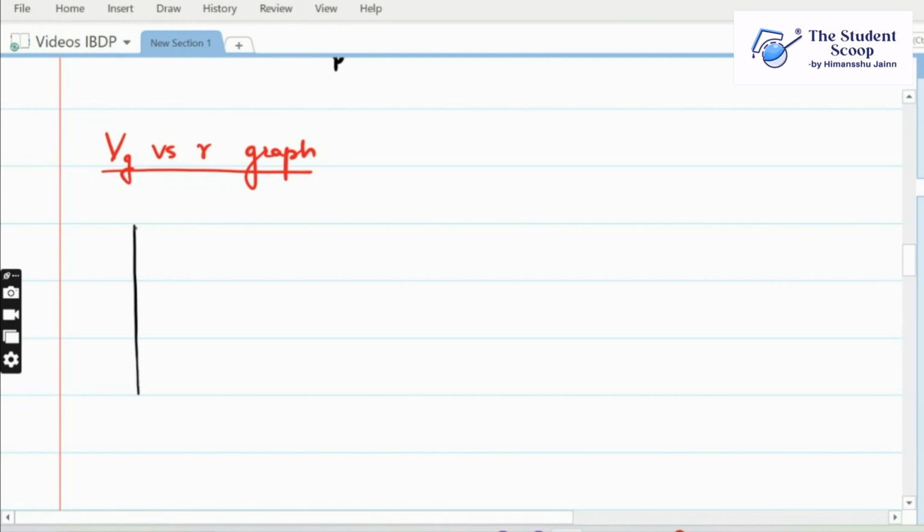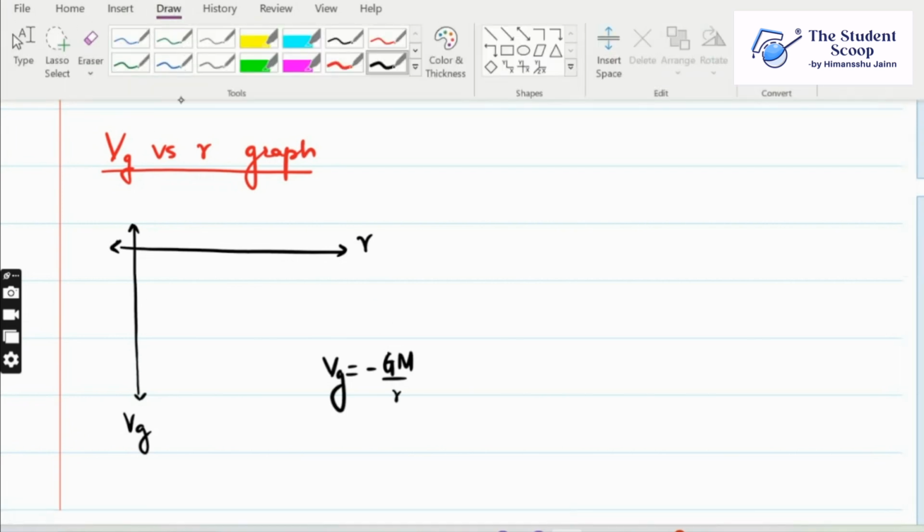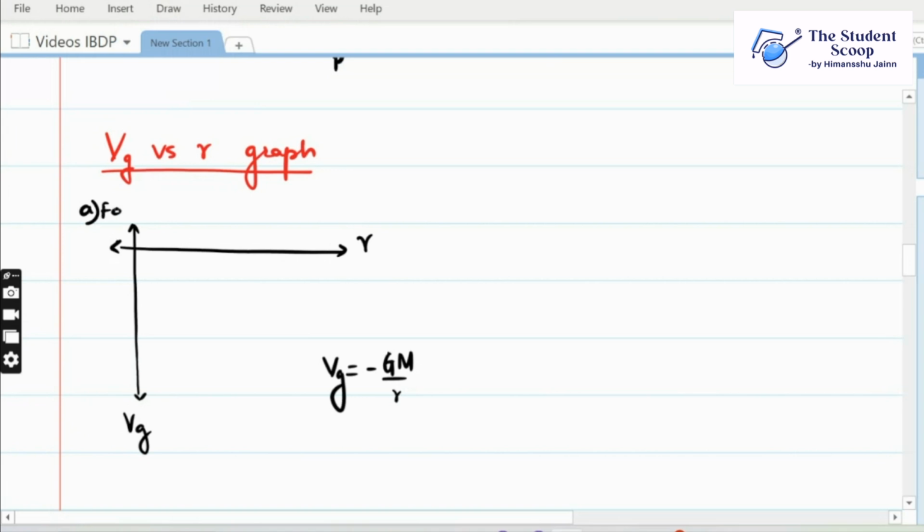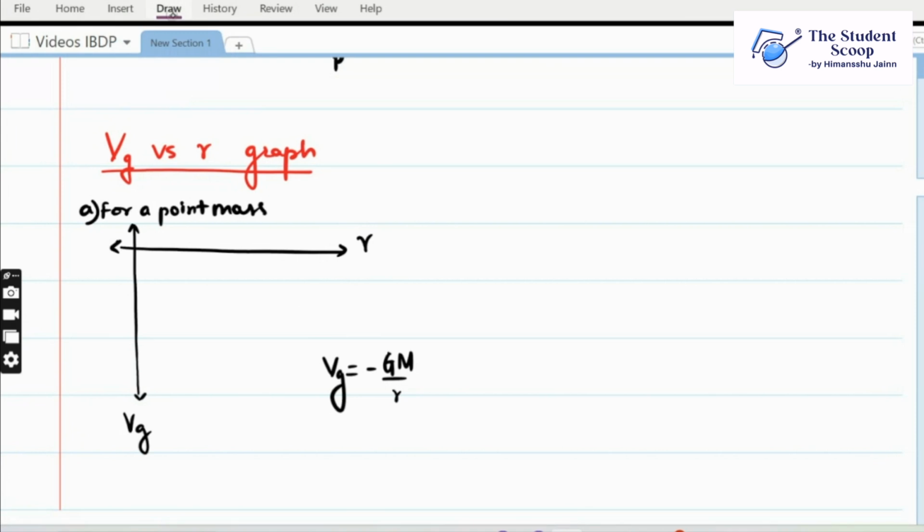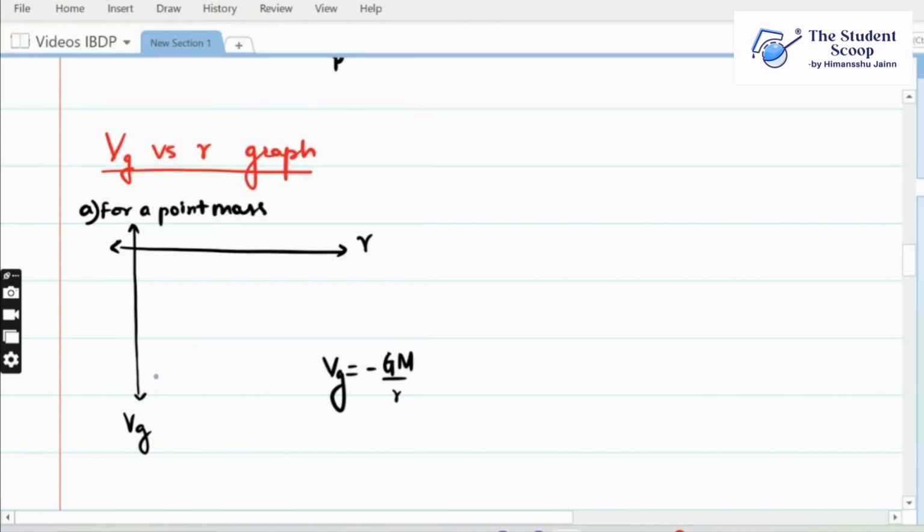Now, since potential energy is negative, the gravitational potential is also drawn on a negative axis. If this is the R versus Vg graph, since Vg is equal to negative Gm over R, for a point mass, we can draw this. It will probably look something like this. Since it is a negative 1 by R curve, it looks like this.